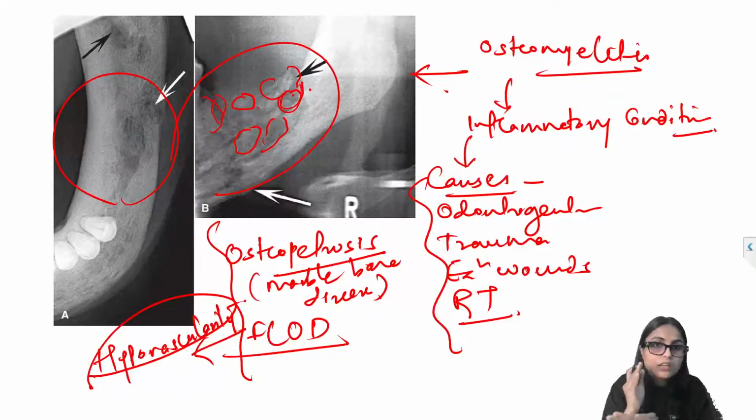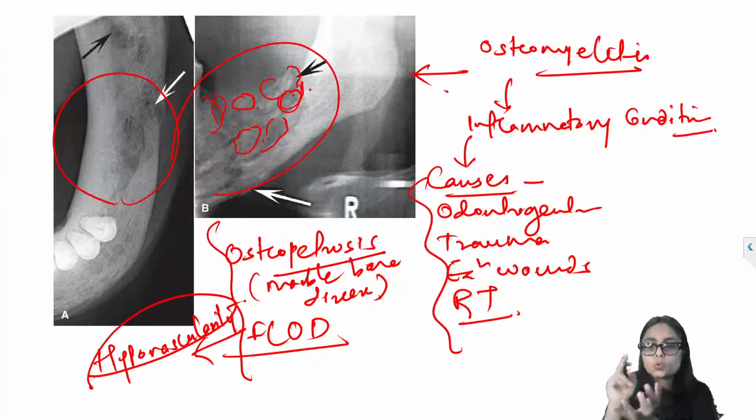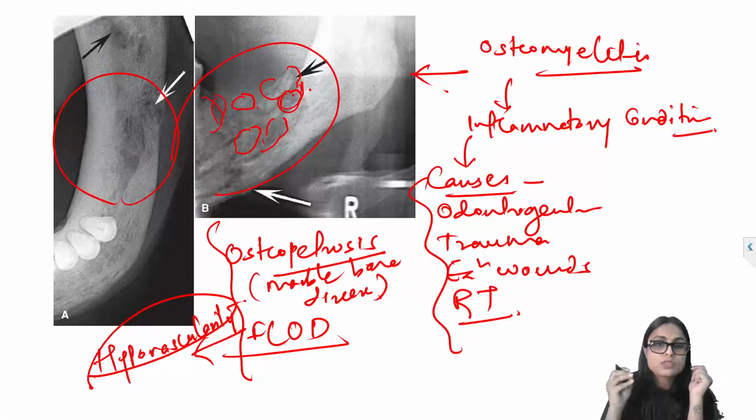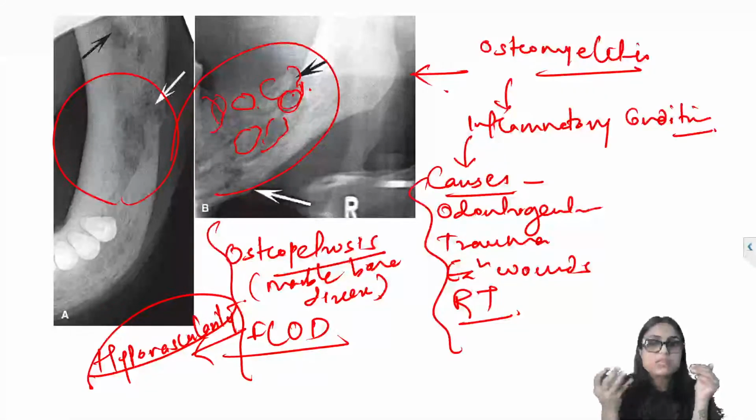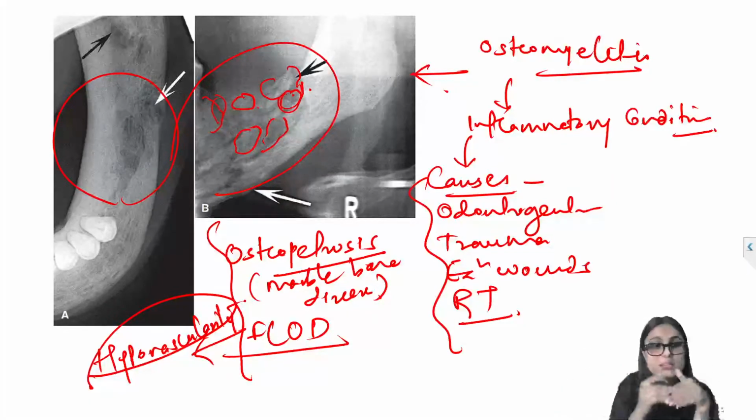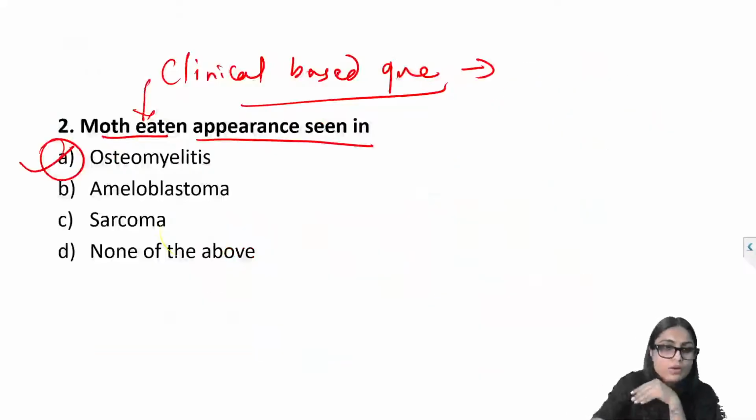And if at all they twist this question into a clinical based question also, then you need to answer that question also. When you know the basics of it, you will be able to answer clinical based questions also. Okay. So in osteomyelitis, what symptoms do you see? You see pain, you see swelling, you see pus discharge, symptoms and signs. And systemic features you may see are fever, malaise, and lymphadenopathy, etc. Okay. So I hope this question is clear.